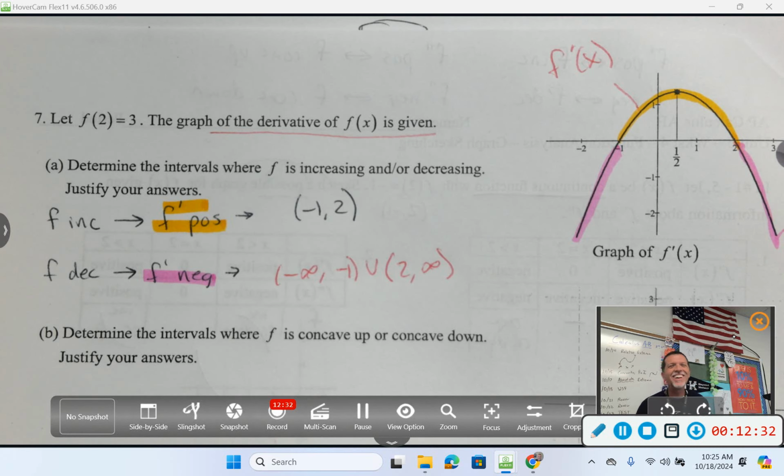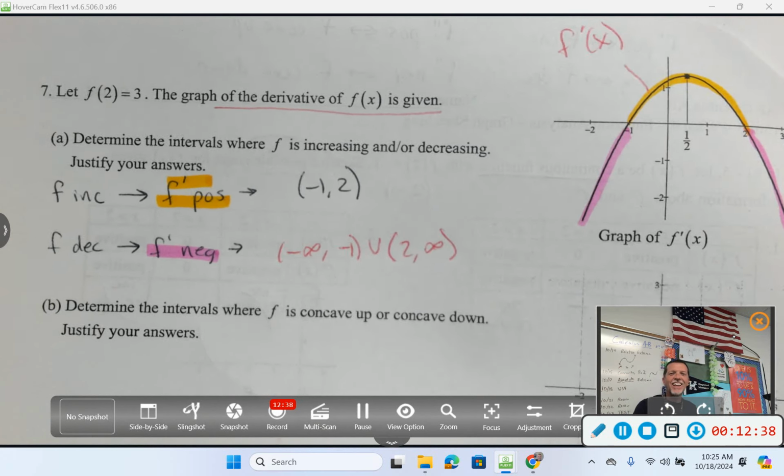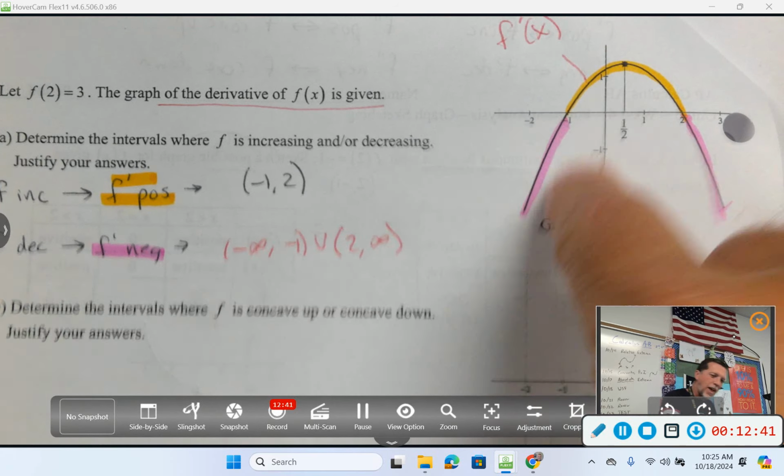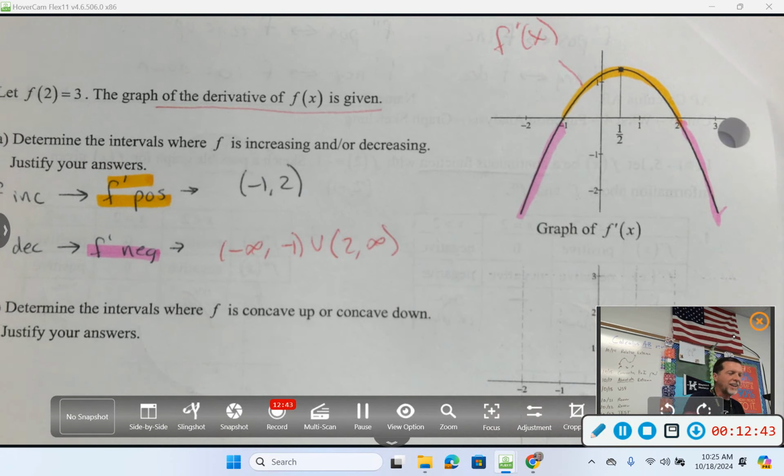I know, the graph is f prime. And so your brain really has a hard time looking at that and saying f prime is negative, f prime is negative. You've got to be careful about what you're looking at.